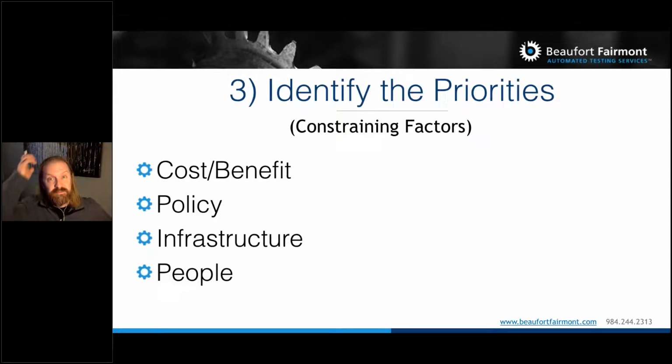Number 3, identify the priorities. So what are these constraining factors? I call these constraining factors, and I use this in some of my data strategies talks, and I've realized that this abstraction of constraining factors can be used in other places as well. So basically, when you have a decision to make, there are some major factors involved that will constrain how you make that decision. Number 1 is your cost benefit analysis, right?